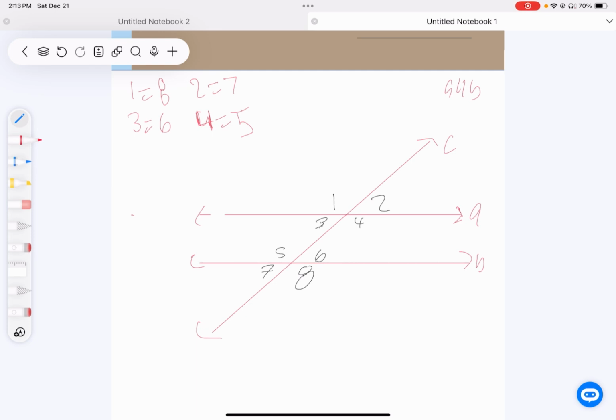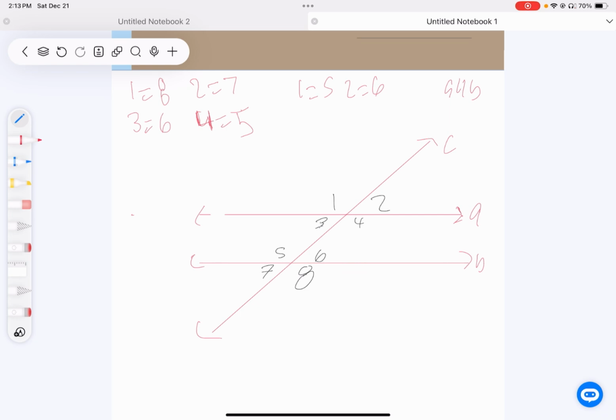Moving on, we can move on to angles 2 and 6, and we could also move on to angles 1 and 5. These are corresponding angles, and it's really important to keep in mind that angles 1 and 5 are congruent, and angles 2 and 6 are congruent. So we could also write that over here, 1 equals 5, 2 equals 6.